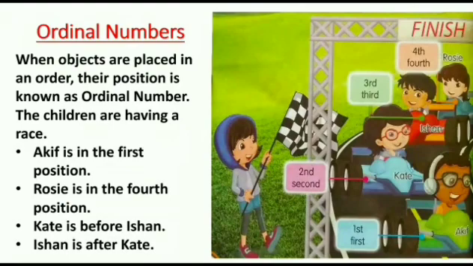Ordinal numbers. When objects are placed in an order, their position is known as an ordinal number. The children are having a race. Akif is in the first position, you can see the image. Rosie is in the fourth position, she is the last. Kate is before Ishan and Ishan is after Kate. So like this they all have an ordinal number.